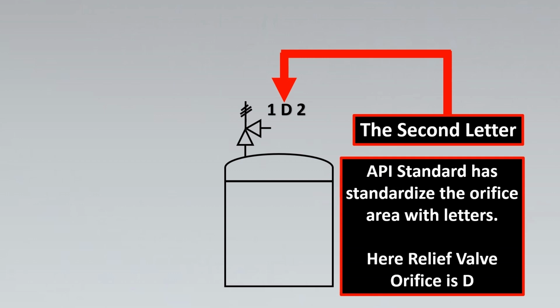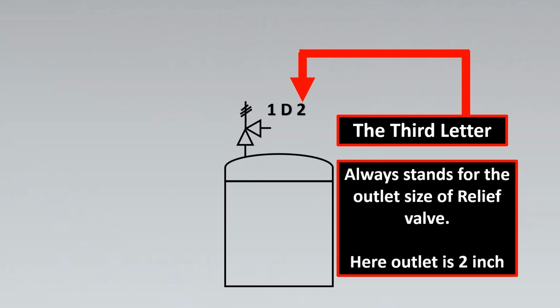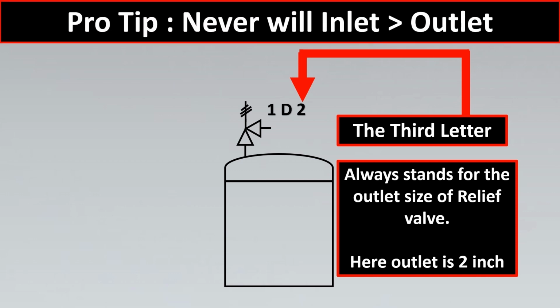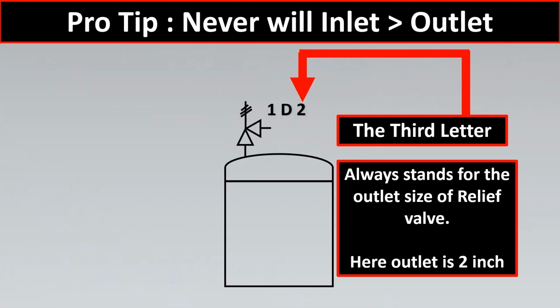The API has standardized various orifice designations. Here the relief valve has the orifice D. A certain amount of square inches of area is defined as per the relieving capacity of the relief valve, and that is designated by various letters. Then finally the last letter stands for the outlet size. So here the outlet size is 2 inches. Now remember one very important thing: the inlet size will never be greater than the outlet size for any relief valve. If you see such a case, you will have to highlight it to the process engineer. There has been some mistake in drafting the P&IDs.